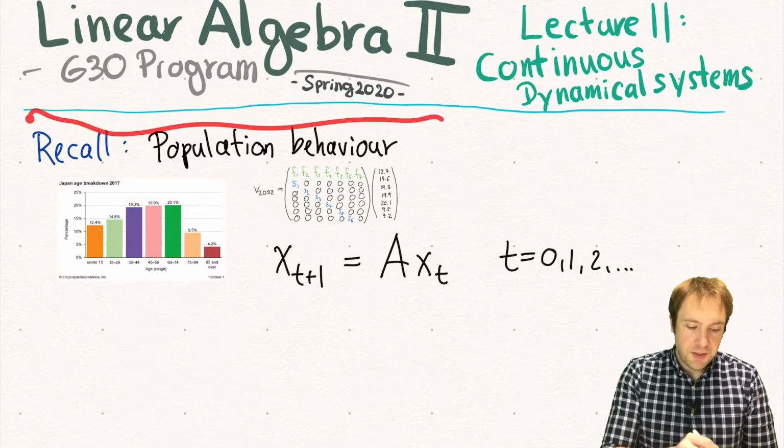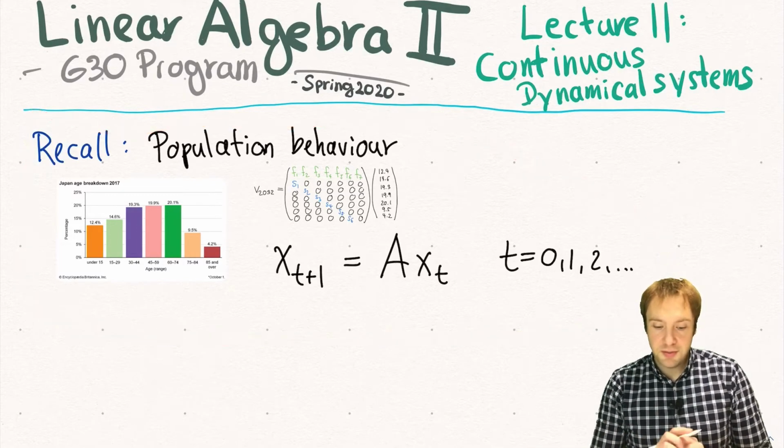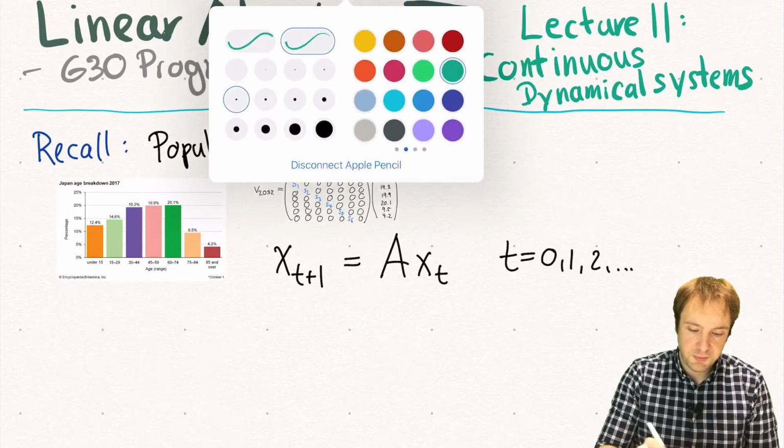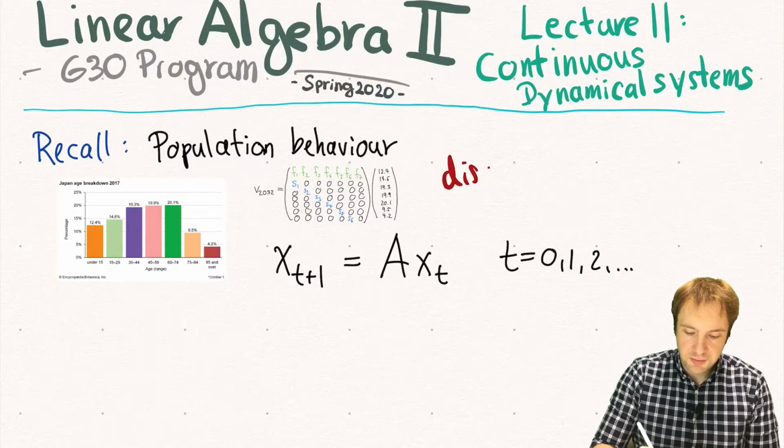And this is an example of a so-called discrete dynamical system. So let me write this down here. So this is a discrete dynamical system.